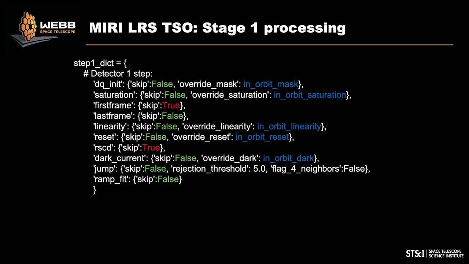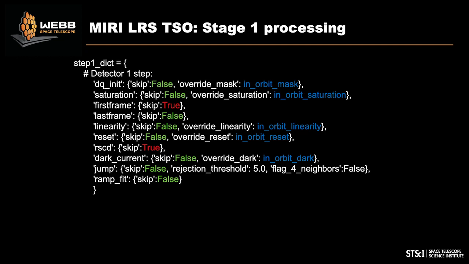And we follow the standard pipeline, apart from skipping the first frame effect. You can skip or throw away the first frame of the integration, but because we only have 9 frames, we don't do this. We do throw away the last frame because that's not very easy to calibrate. And we skip the RSCD step, given that you normally throw away the first 3 frames for absolute flux calibration precision. That's not needed for the TSO observation, so we skip that step.